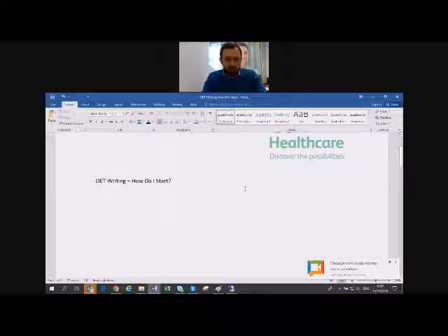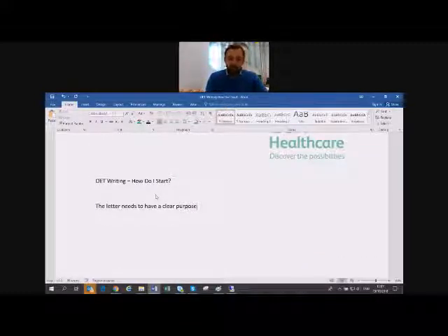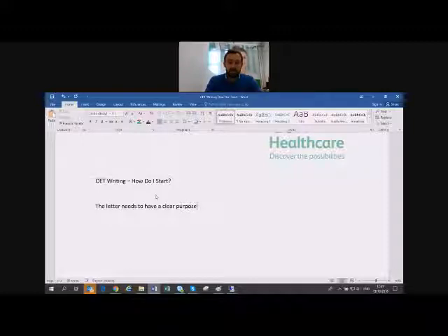What do we need to do with OET writing? Okay, the letter we write needs to have a clear purpose. If you receive this letter, you need to be able to do the job that you're being asked to do. So it needs to have a clear purpose.